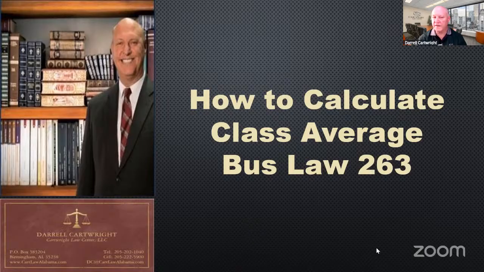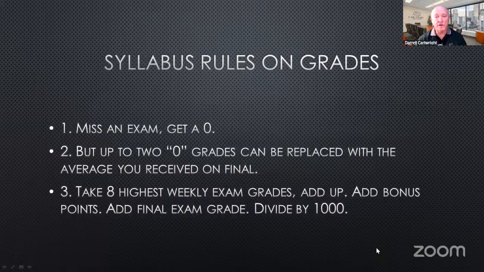First thing that's important is that you know what the rules are, and this is in the syllabus. We've got a 90% 10-point grading scale. 90% is an A, 80% is a B, 70% is a C. We understand that. But here are the rules that are very important in how to calculate your grade.